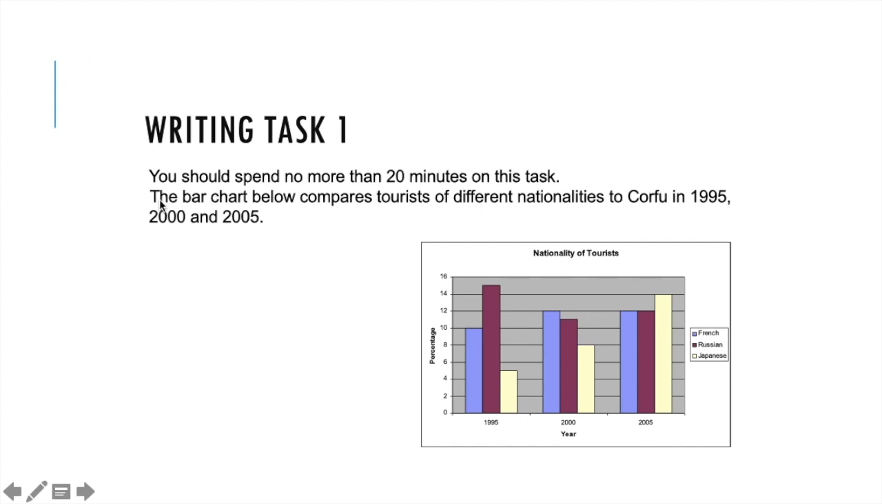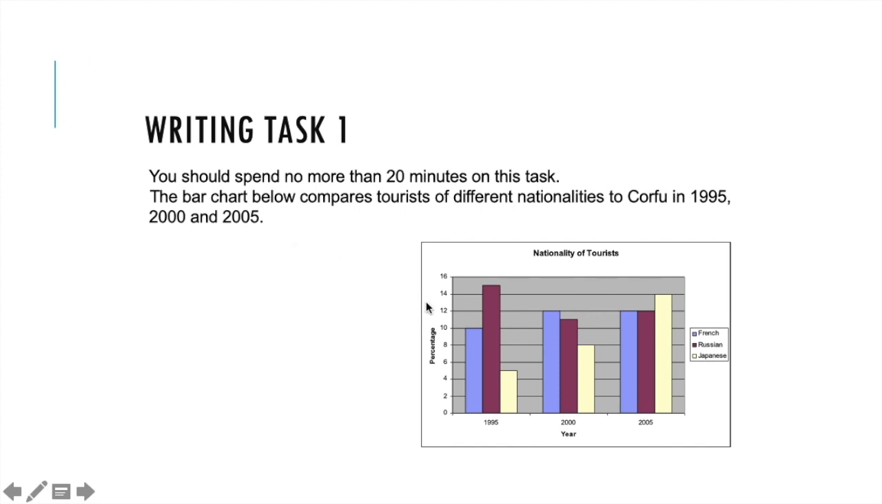And here we've got a simple description of the chart in front of us. So the bar chart below compares tourists of different nationalities to Corfu in 1995, 2000 and 2005.